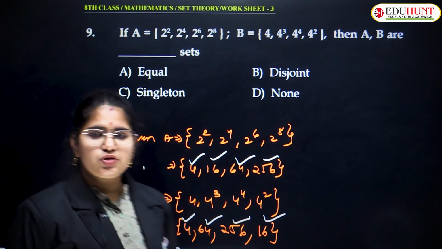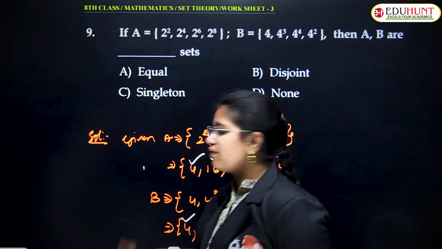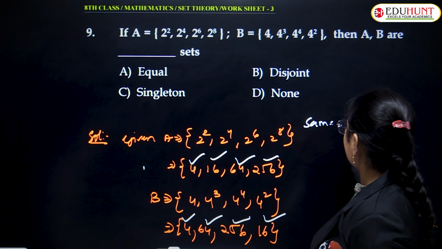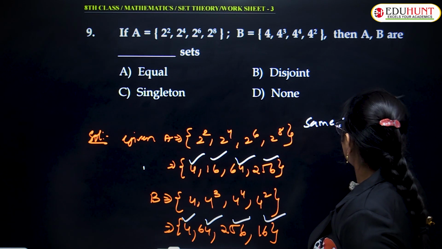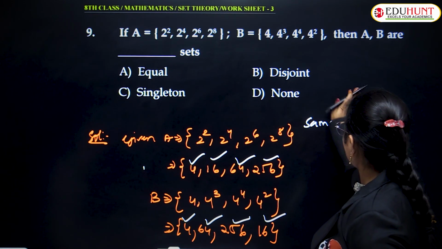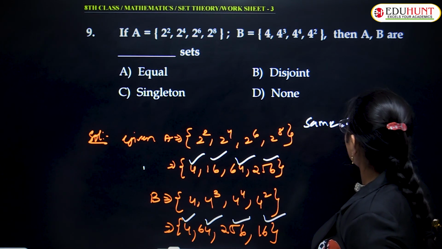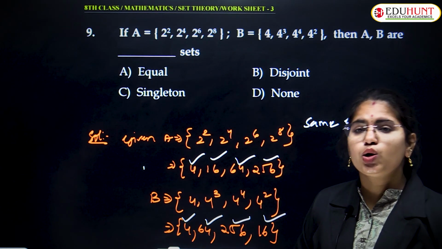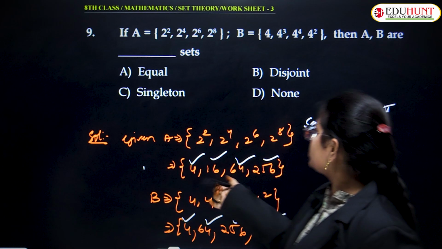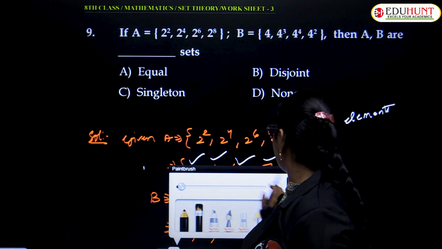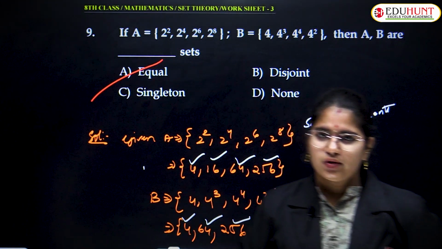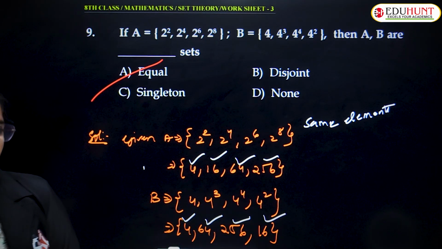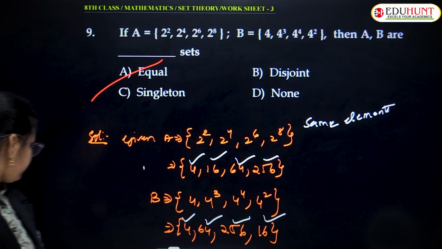So, if I observe the sets A and B, of course, the order is different, but you have the same elements. So, this is an example of equivalent sets. So, here we have an answer, equal sets, right? This is the definition of equal sets. You have the same elements, so that means it is an example of equal sets.